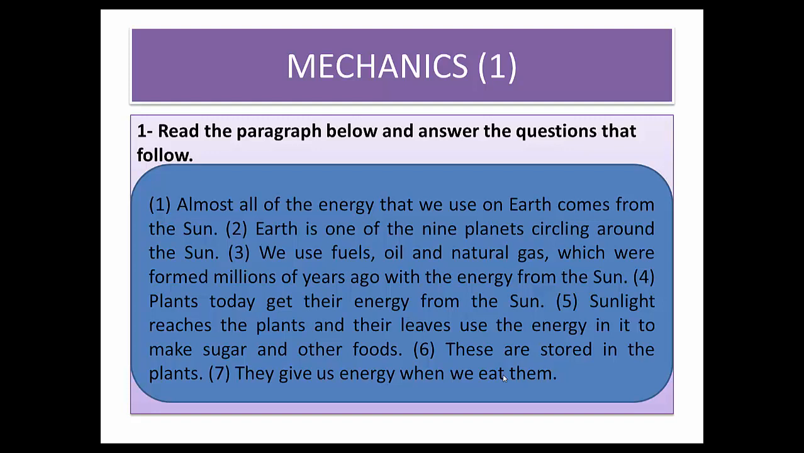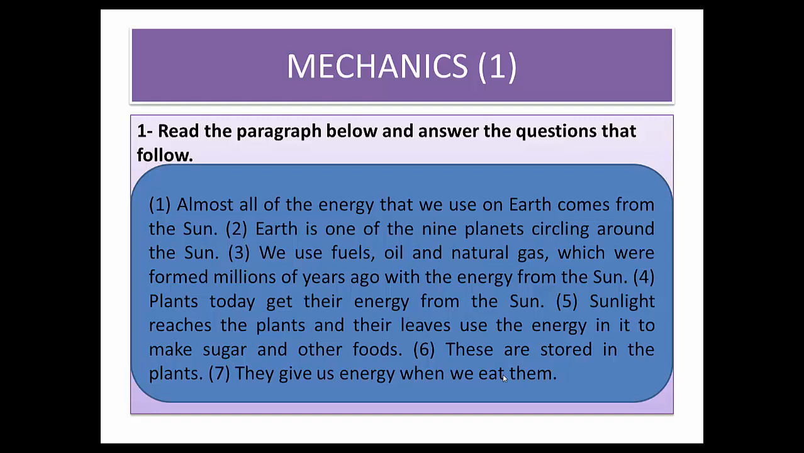Earth is one of the 9 planets circling around the sun. Oh my God, planets? What's the meaning of planets? Okay, Mr. Sharif told me that I have to know the part of speech. Let's have a look at the part of speech. Earth is one of the 9 planets. The number is mentioned before nouns. 9 planets, like 9 pencils. So it's a noun. Okay, now it's a noun.